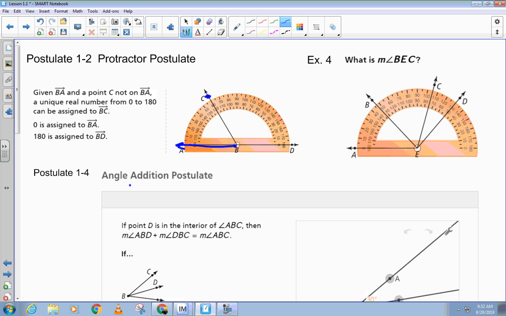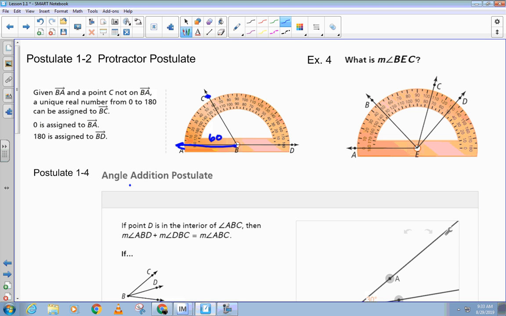So 0 is assigned to BA, and 180 is assigned to BD. Basically, just like the ruler postulate, these are unique. What you assign to this is going to be unique, okay? This angle can't represent 2 different degrees. Even though there are 2 different numbers, it only represents, in this case, 60 degrees, all right? Because this is 0, and as it gets bigger, in this case, this is going to be a 60-degree angle, okay?